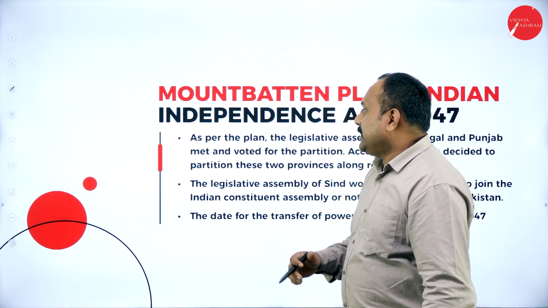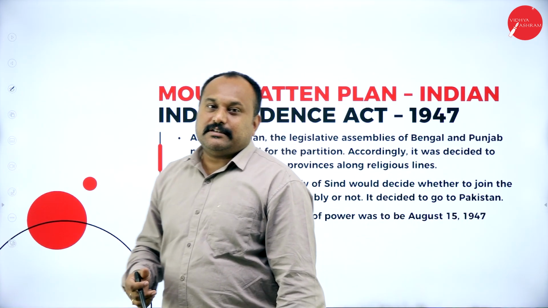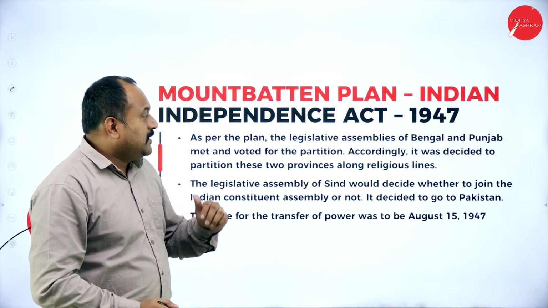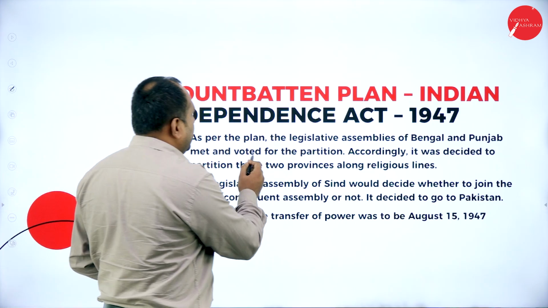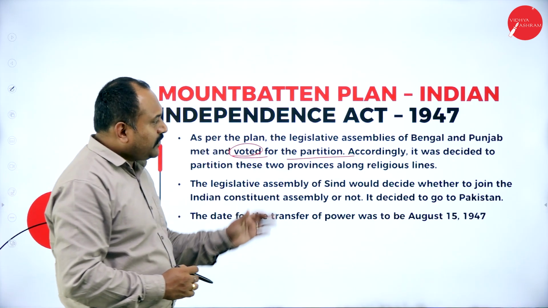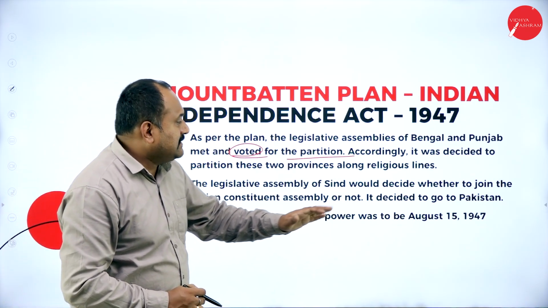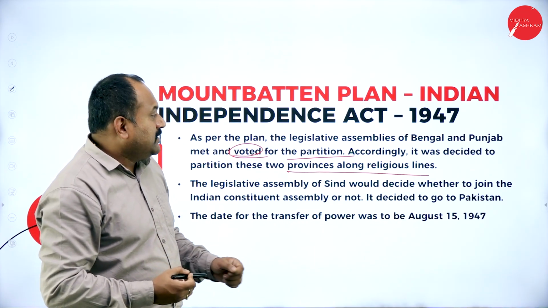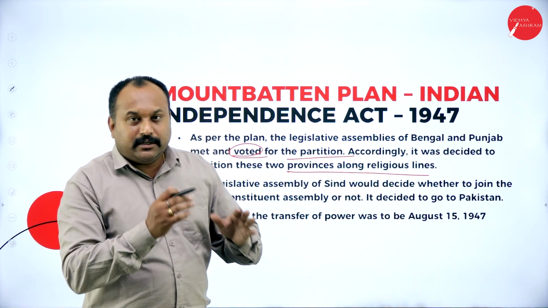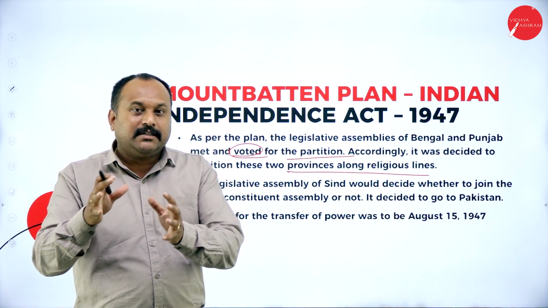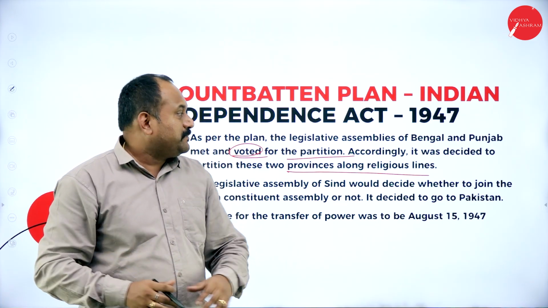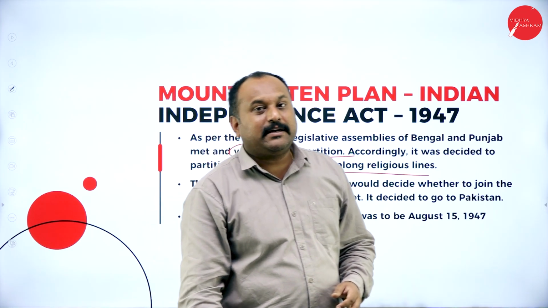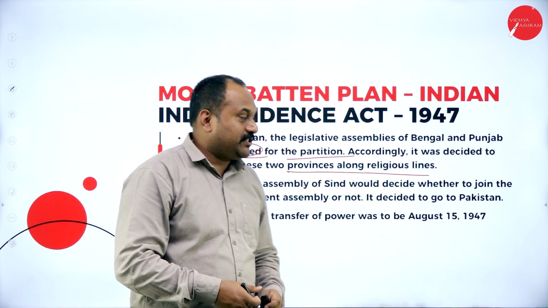So moving on, we have the next one, the Mountbatten continuity, because it's a 5 marks question. Please do understand. As per the plan, legislative assemblies of Bengal and Punjab met and voted for partition. Accordingly, it was decided to partition these two provinces along religious lines. Now here, in India you have a place called Punjab. In Pakistan also you have a place called Punjab. Now Bengal was divided into East Bengal and West Bengal, where East Bengal was known as Bangladesh.